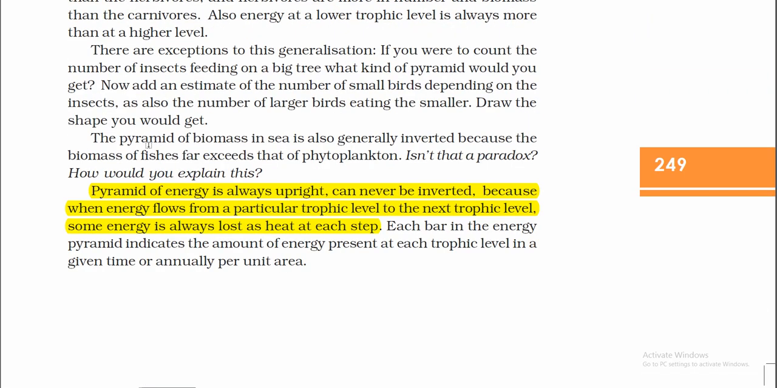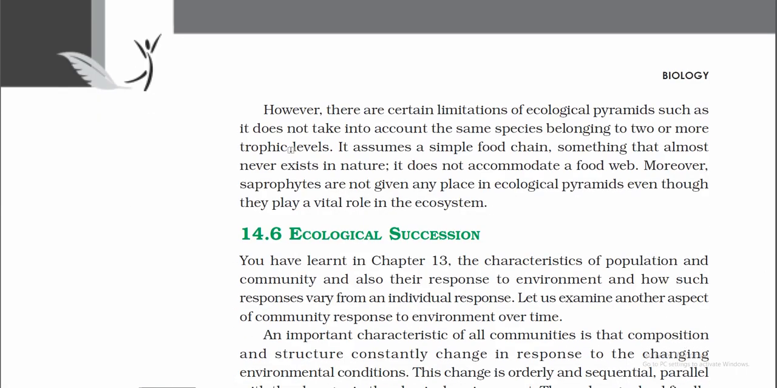Now, the pyramid of biomass in the sea is also generally inverted because the biomass of fishes far exceeds that of phytoplankton. In number, it is always upright, but biomass will be the problem. Sometimes it will be inverted.